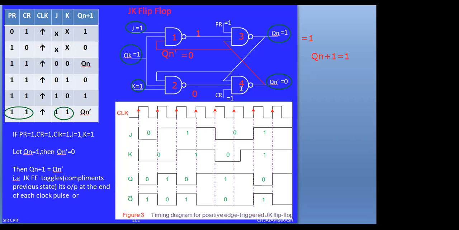The output of NAND gate 1 is given as feedback to NAND gate 3. Here, to get the response from NAND gate 3, we will get the response across NAND gate 3.